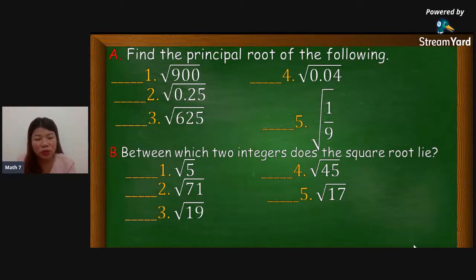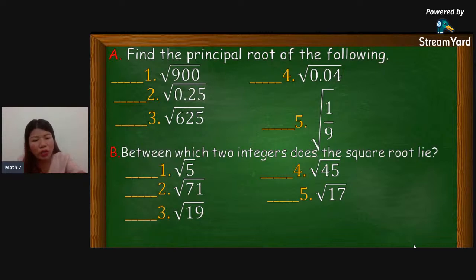Between which two integers does the square root lie? Square root of 5, saan kaya siya makikita? Number 1, between 1 and 2. Very good, between 1 and 2 kasi square root of 1 and 4. Sorry, 2 and 3, 4 and 9. Okay, 2 and 3 ang number 1.